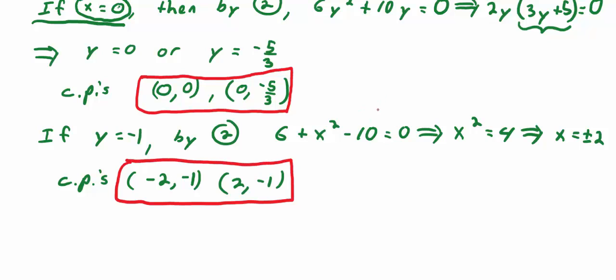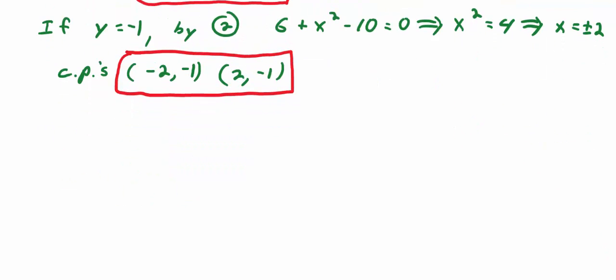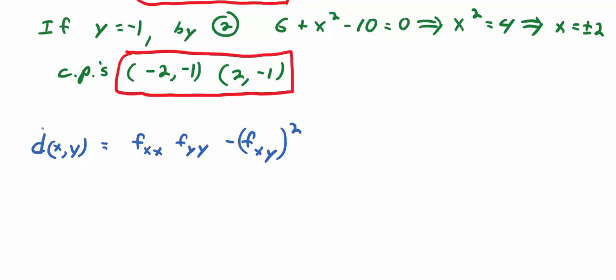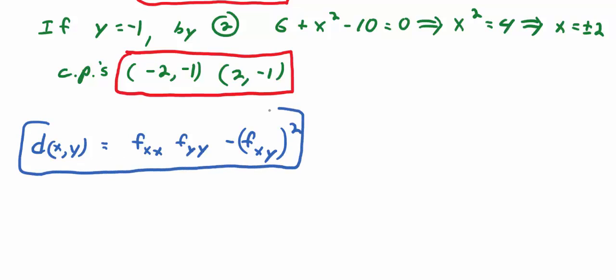Now we're going to use the second derivative test to find the local extrema. In order to apply the second derivative test, we have to find this thing called D. If you want to write it in terms of x and y, you could use function notation. D(x, y), remember, is f sub xx, the second partial of f with respect to x, times f sub yy, minus f sub xy, the whole thing squared. So we need to find this to apply the second derivative test.